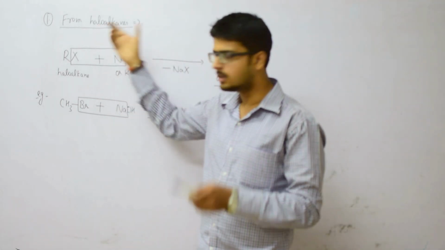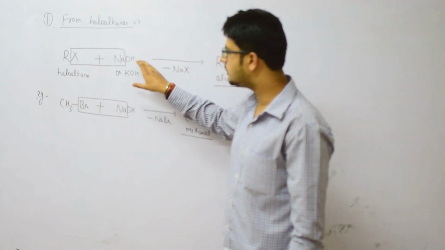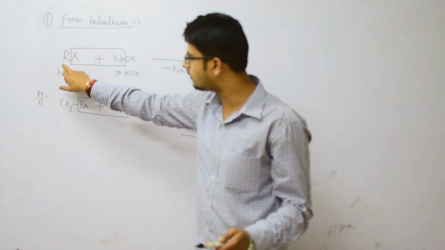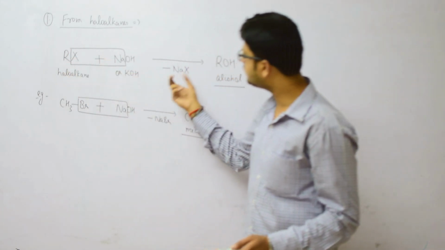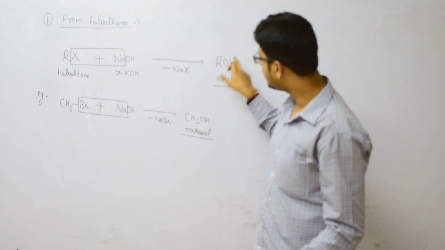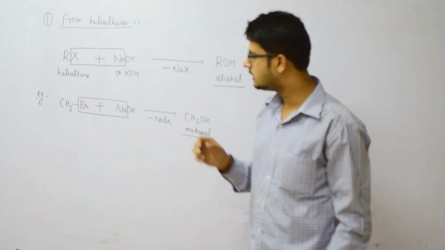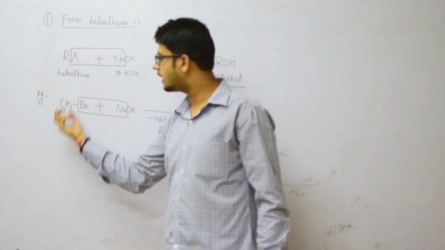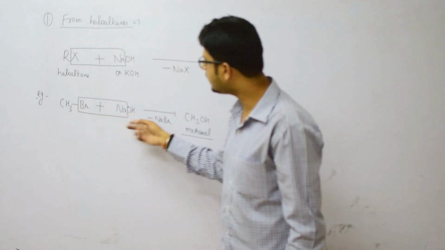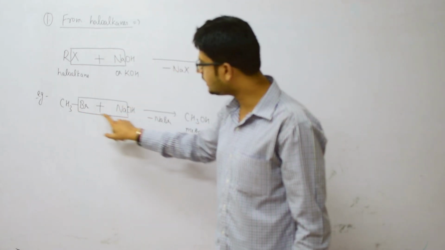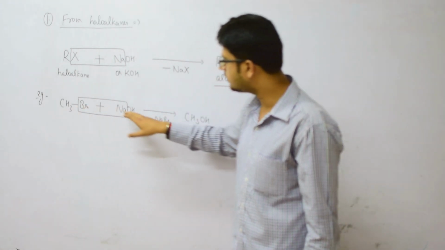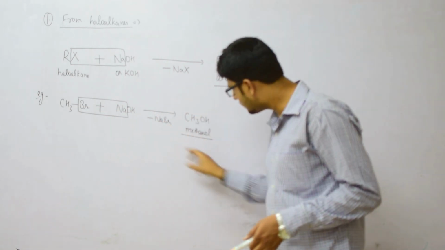When we treat haloalkane with NaOH or KOH, this sodium forms a bond with the X halogen atom of RX, and it is eliminated in the form of NaX, and this R forms a covalent bond with this OH, leading to the formation of alcohol. Let's take one example. Let the R group be CH3, methyl group, X be bromine atom, and when we are treating with NaOH, this Na reacts with Br. NaBr is eliminated in the process, and this CH3 combines with this OH group, leading to the formation of methanol.